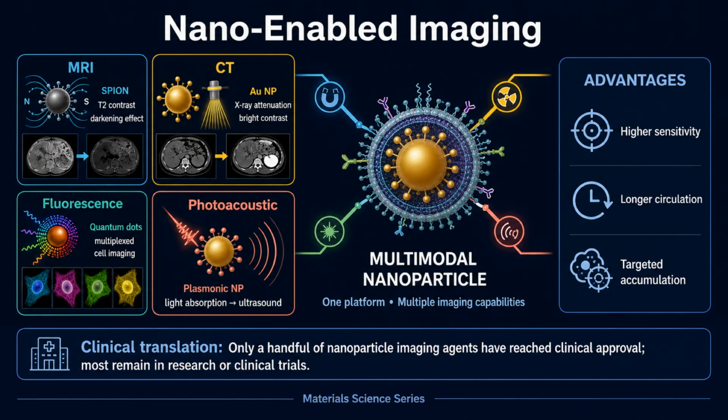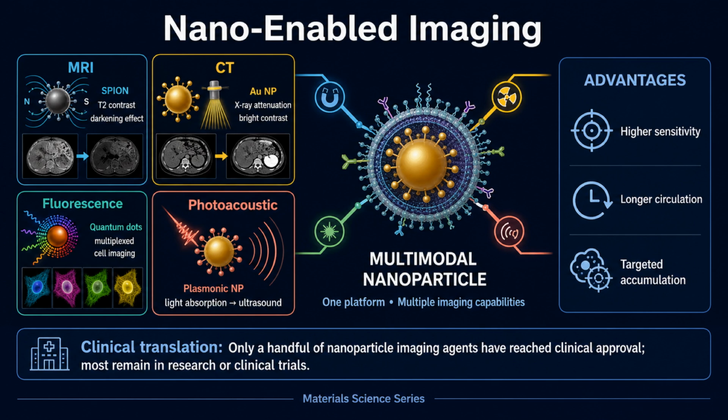accumulation in tumors. Quantum dots enable multiplexed fluorescence imaging because different sizes emit different colors. In research settings, quantum dots can simultaneously label multiple biomarkers in tissue sections or track cells in vivo.